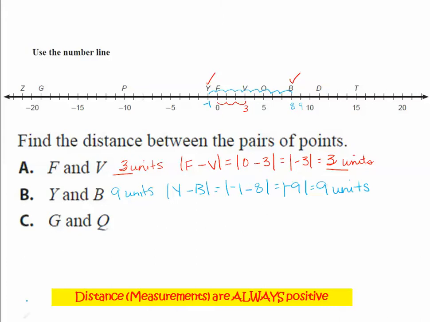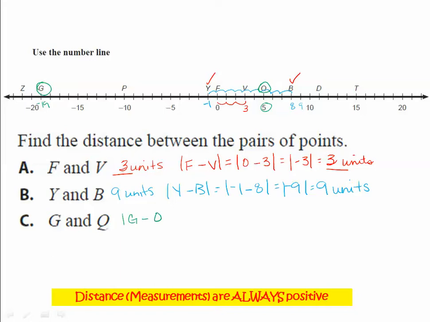Okay, my next one here, let me change my ink color. I'm going to use green this time. They're wanting me to go from G to Q. Well, that's quite a bit of distance. I know that G is 5, and I know Q is -19. So I'm just going to use the formula. I'm not going to count all those units.